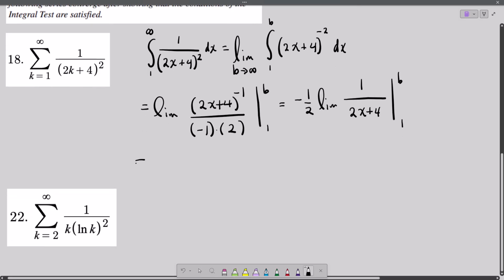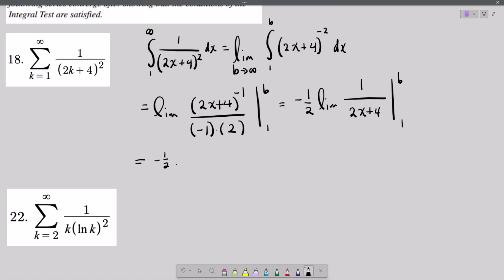This is going to end up being negative 1/2 times the limit of 1 over 2b plus 4 minus 1 over, plugging in a 1 right there, we get 1 over 6. So I'm going to take that limit as b goes to infinity.